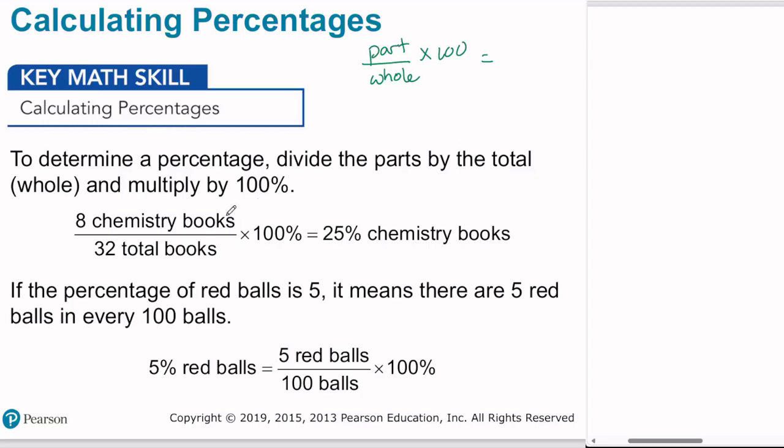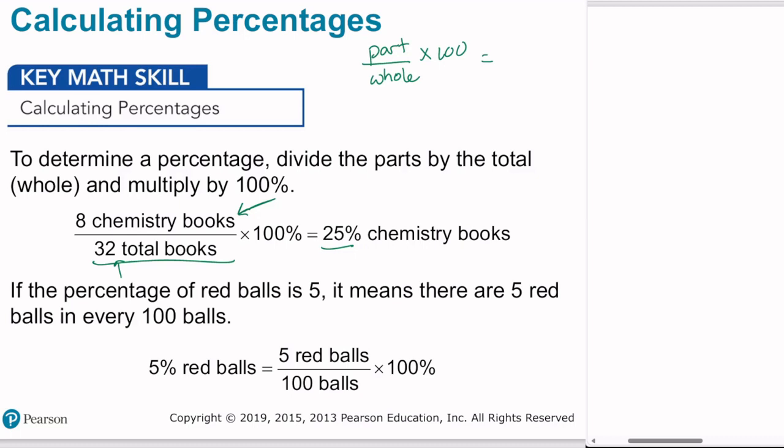We have, for example, 8 chemistry books out of a total 32 books in our bookshelf. We want to know what percentage of our books are chemistry books. So we put 8 in the numerator and 32 in the denominator. 8 divided by 32 times 100 gives us 25%. 25% of our books are chemistry books.